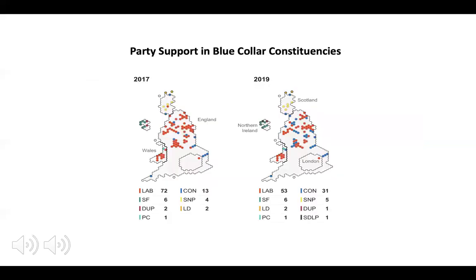This point is made really obvious if we look at the votes in the blue-collar constituencies in the 2017 and 2019 elections. It is pretty clear that the Conservative Party has mobilized more votes from the blue-collar constituencies representing the working class.